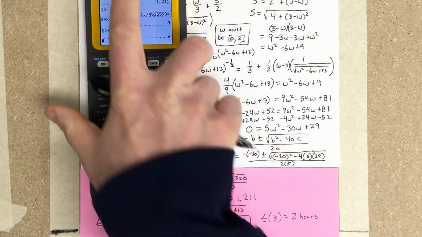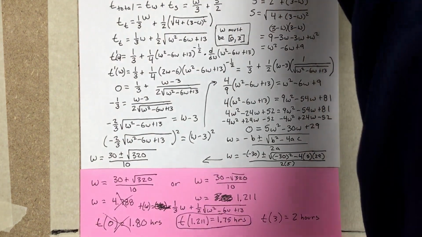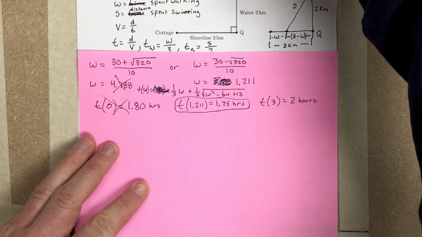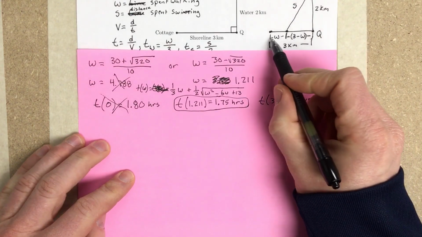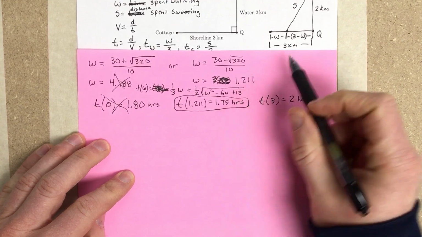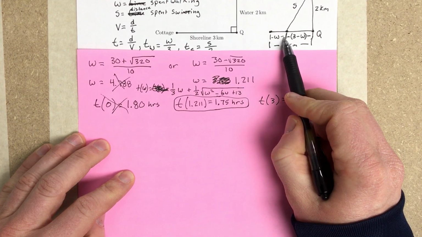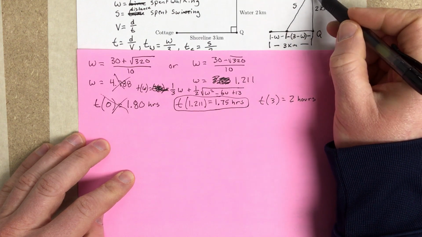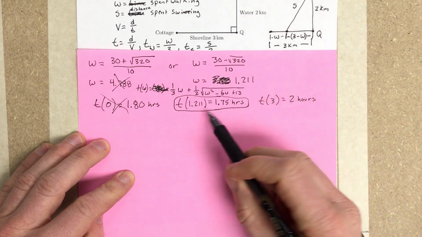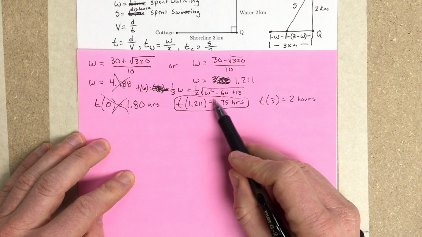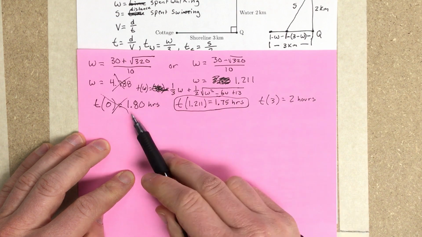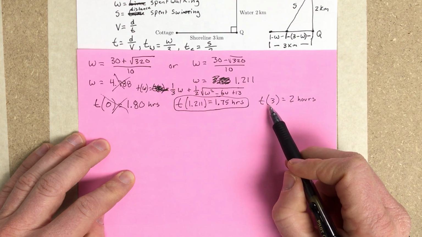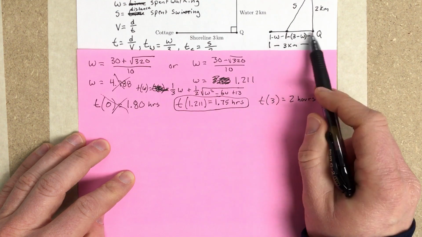Hopefully you can see that. If I slide this down a little and look at our times, this w value is 1.211. So I would walk about 1.21 kilometers, and then I would start swimming out to the island. That is the shortest amount of time, 1.75 hours, versus 1.8 hours if I just start swimming right away. And it would take me 2 hours if I walked the 3 kilometers, then swam.